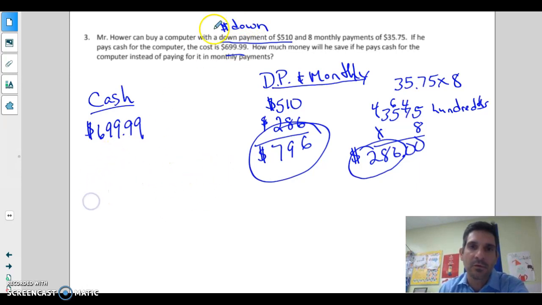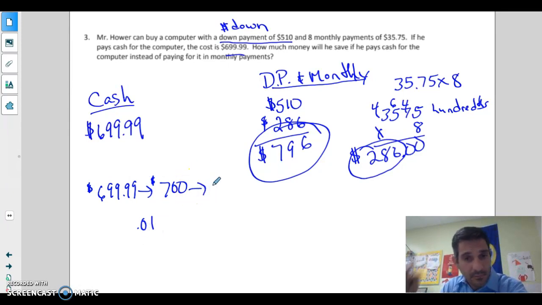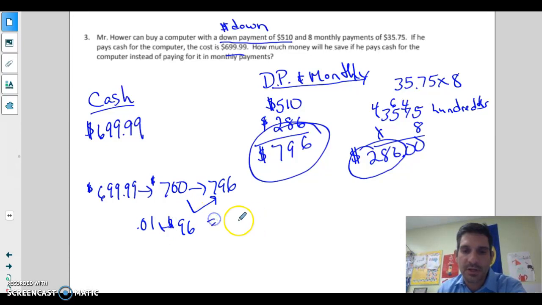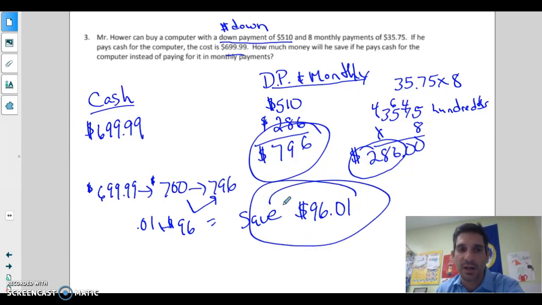So if I have $699 to $700, that's 0.01, because that's 1 cent. Then to $796 is $96. So he's going to save $96.01. Not too shabby. You guys will see that as you get older. All right. If you have any questions, ask me.